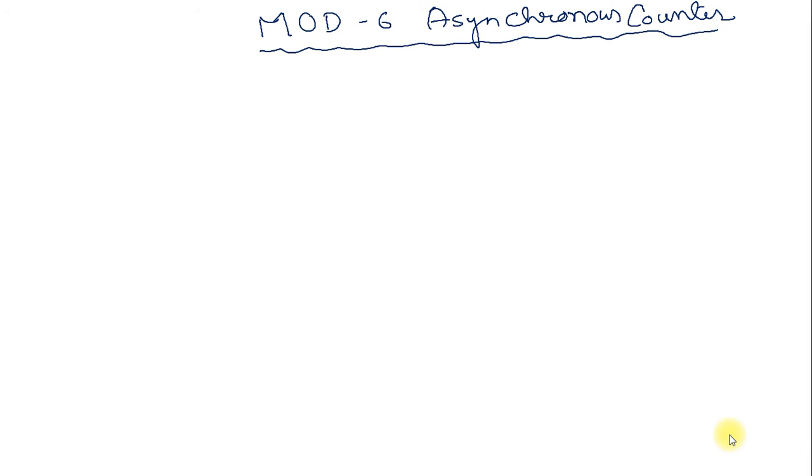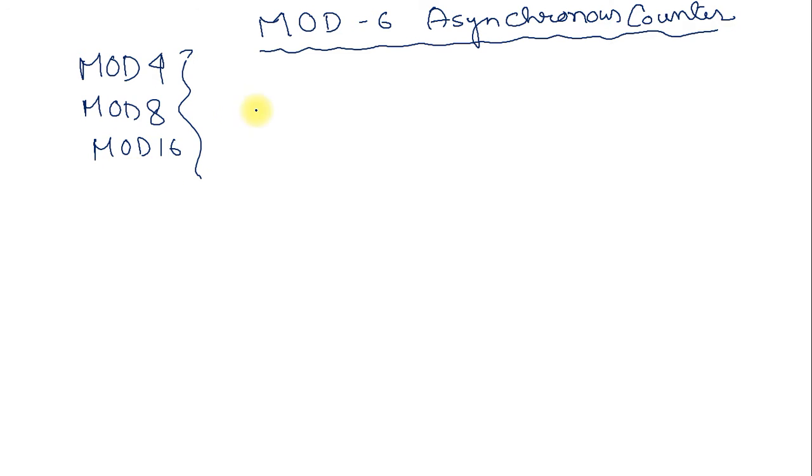This is another topic from the asynchronous counter, that is the mod 6 counter. Till now we have gone through the mod 4, mod 8, mod 16 counters. So these combinations are basically in 2 to the power n format.